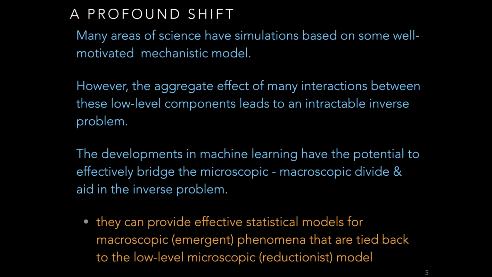In practice, these machine learning techniques are giving us some sort of effective statistical model of the macroscopic or emergent phenomena that are still tied back to the low-level microscopic reductionist model. And if you can do that in any kind of systematic way, that's going to be very important for science.